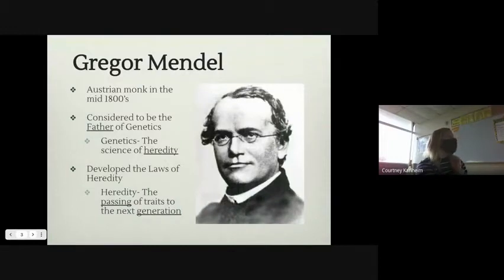Okay, so we have this guy, Gregor Mendel. He was an Austrian monk in the mid-1800s. He is considered to be the father of genetics. And genetics is the science of heredity, or how things are inherited. So we talked about last time meiosis and how things are inherited from your parents and how they get passed on. And now we're going to actually talk about what is in those chromosomes and on the DNA. So Gregor Mendel also developed the laws of heredity. And like I said, heredity is the passing on of traits to the next generation.